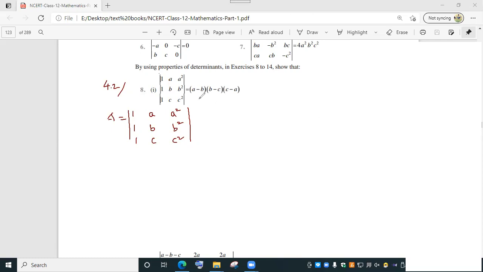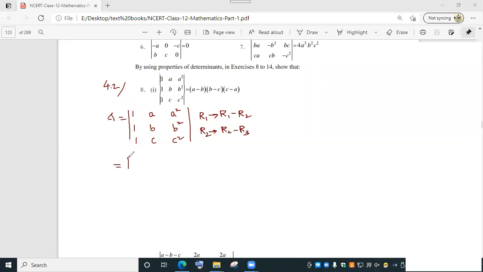So here you can see that a minus b, b minus c, c minus a. So how can we get a minus b? R1 minus R2 gives a minus b, and R2 minus R3 gives b minus c, and then we can solve it. So first we will apply R1 minus R2, so we get a minus b. Then R2 minus R3, b minus c. So two operations together I am applying here.